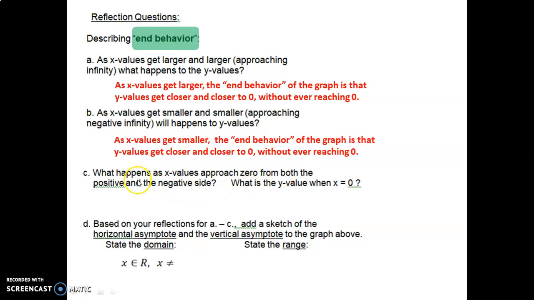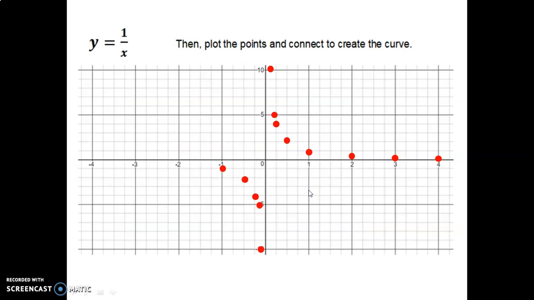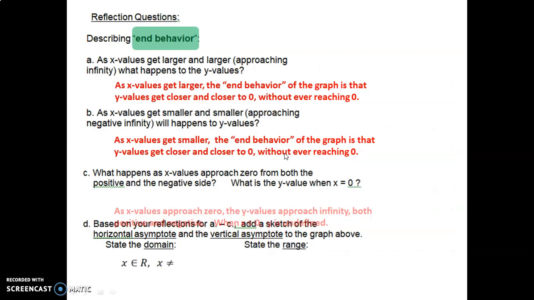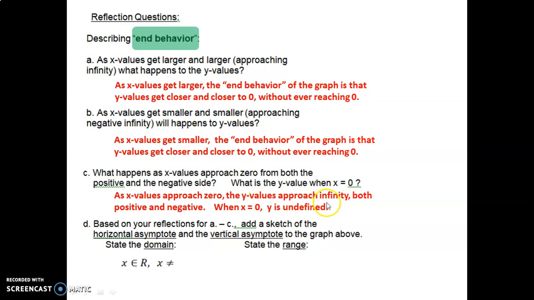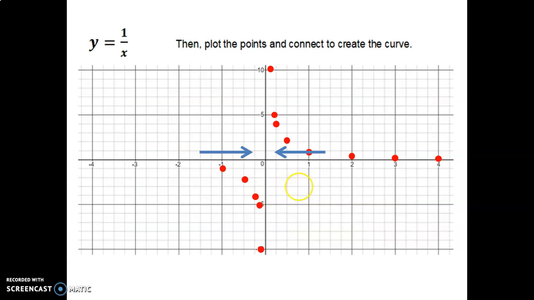Okay, question C here. What happens as x values approach 0 from both the positive and the negative side? So now we're saying what happens when x values approach 0 from this side and this side? What is happening to y? The answer there is as x values approach 0, the y values approach infinity, both positive and negative infinity. Let's take a look at that. As x approaches from this side, you can see y jumps up higher, higher, higher, it goes to infinity. And on this side, it approaches negative infinity as x gets closer to here.